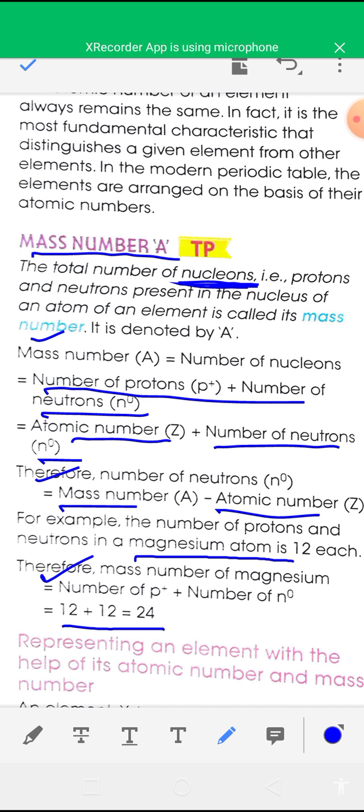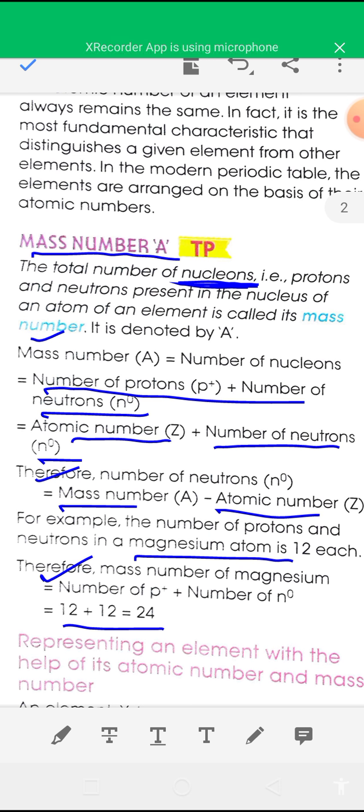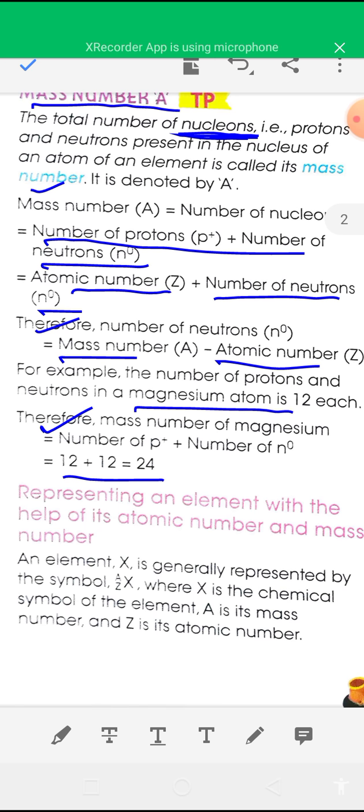Mass number of magnesium will be equal to 24, with 12 protons and 12 neutrons in the nucleus, and 12 electrons revolving around the nucleus of magnesium in different circular paths, different shells.